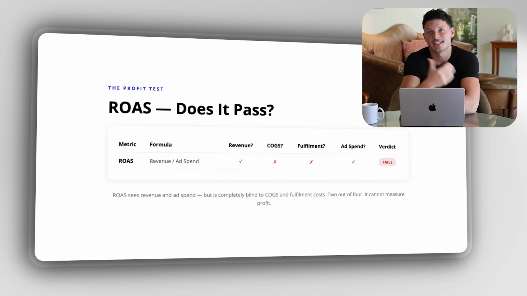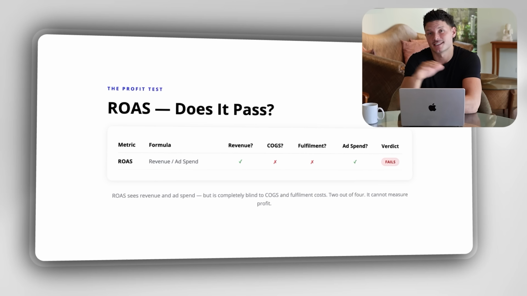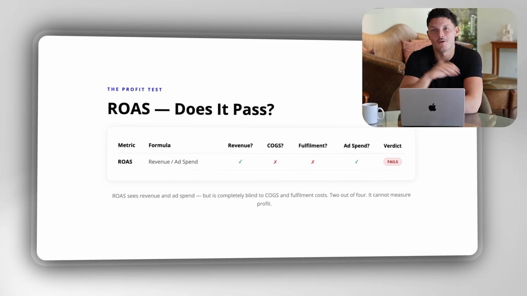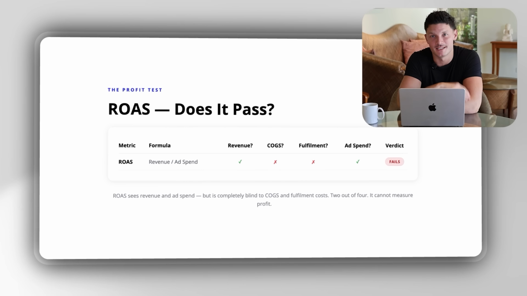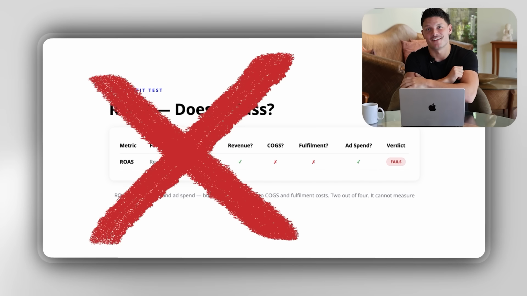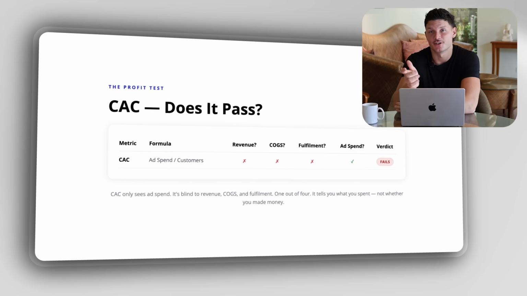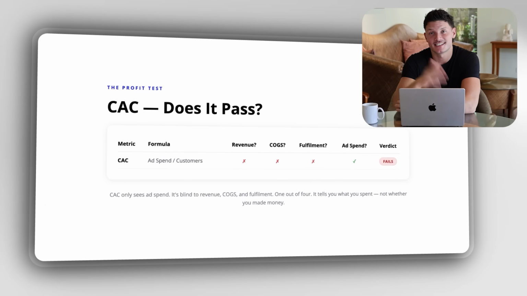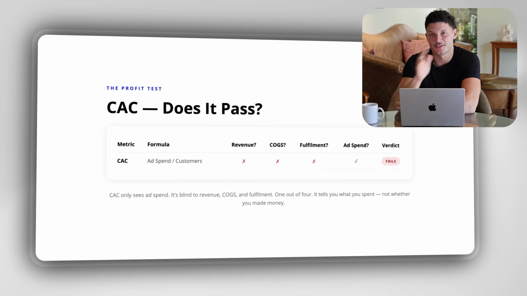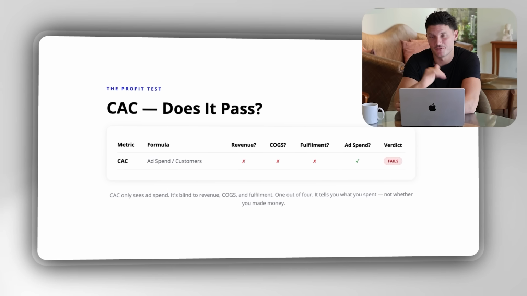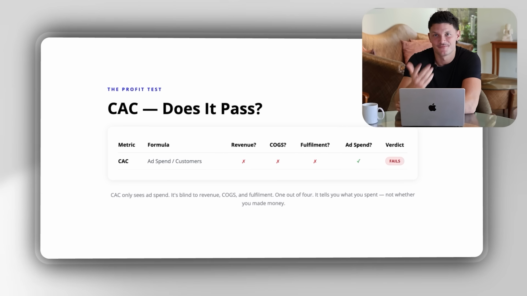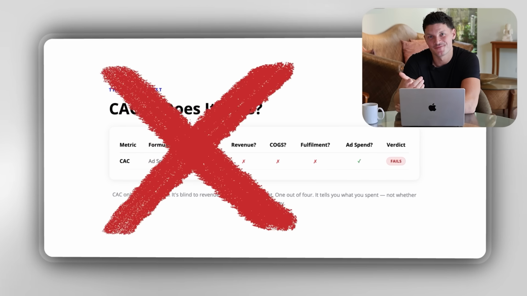Return on ad spend. It contains revenue, it contains ad spend. It doesn't contain cost of goods sold, it doesn't contain fulfillment costs. ROAS cannot tell you profitability. It fails. Customer acquisition cost, or CAC. CAC contains ad spend, doesn't tell you revenue, doesn't tell you cost of goods sold, doesn't include margin or fulfillment costs. CAC cannot measure profit.